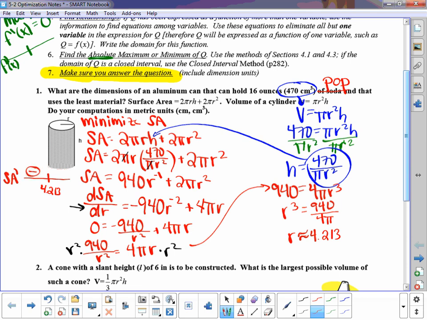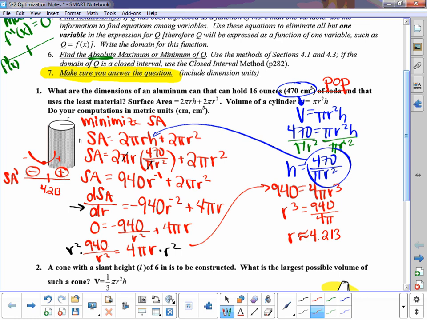And I want something to the right of 4.2. I'm going to go with 100. So if I take 100 and put it in, I get -940 over 100 squared. It's a pretty small negative number. And then plus 400 pi. So positive takes priority there. I went from negative to positive slope. Do you guys agree that is the minimum?